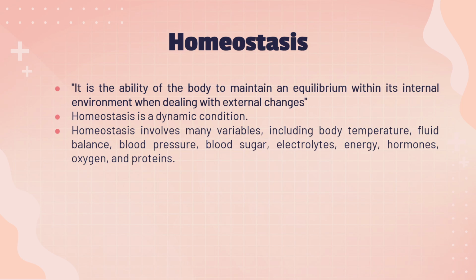Okay, so homeo means stable or same. Stasis means condition. Okay, so homeostasis is nothing but the stable condition. To maintain a stable condition in the body is nothing but homeostasis. Now, homeostasis involves many variables including body temperature, fluid balance, blood pressure, blood sugar level, electrolytes, energy, hormones, oxygen, and proteins. Okay, so these are different variables that need to be maintained in the body.